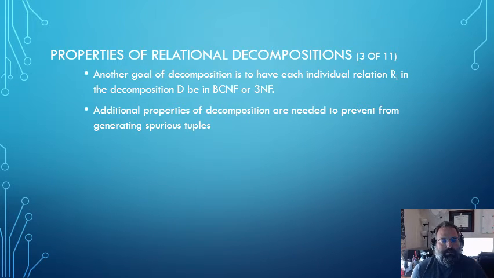Properties of relational decomposition, third of 11. Another goal of decomposition is to have each individual relation Ri in the decomposition D be in BCNF or third normal form. Additional properties of decomposition are needed to prevent from generating spurious tuples.